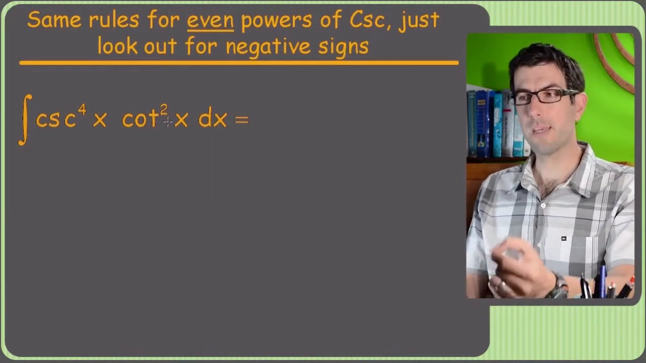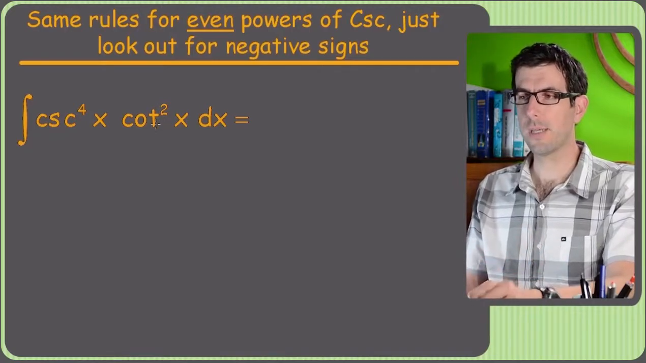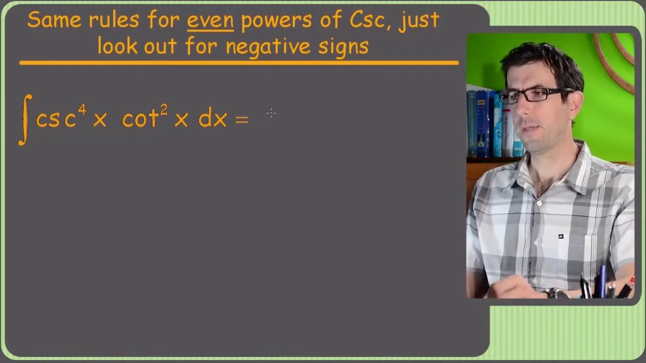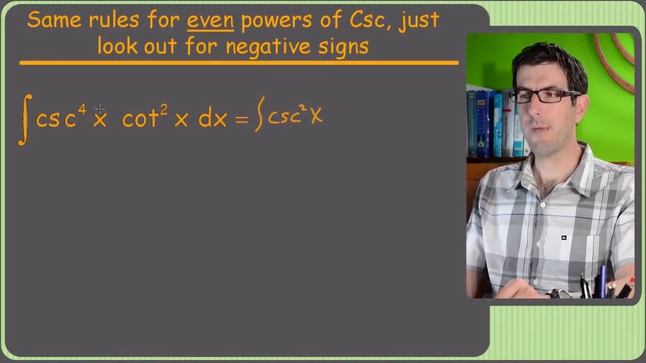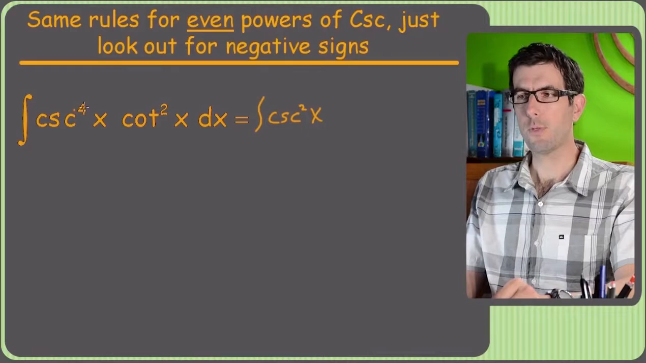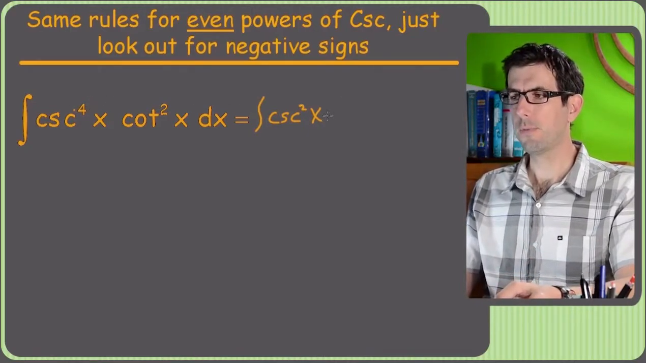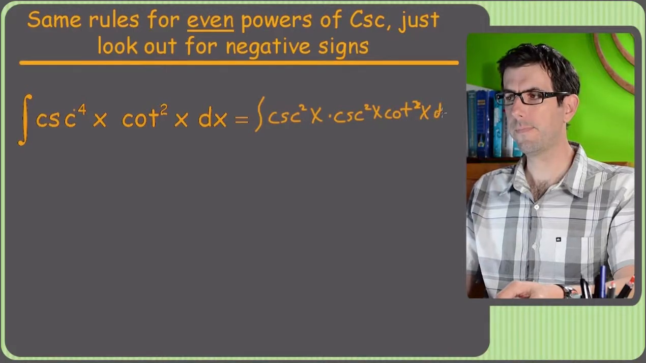Alright, so the point is that even powers are all that matter, as long as even powers of secant or cosecant. So here's one with cosecants, but we're going to do the exact same thing. So I want to convert the cosecants. First of all, I have an even power of cosecant, which means that I want to break them up using the Pythagorean identities. So I'm just going to turn that cosecant to the fourth into cosecant squared times cosecant squared. And that cotangent squared is just going to be along for the ride.